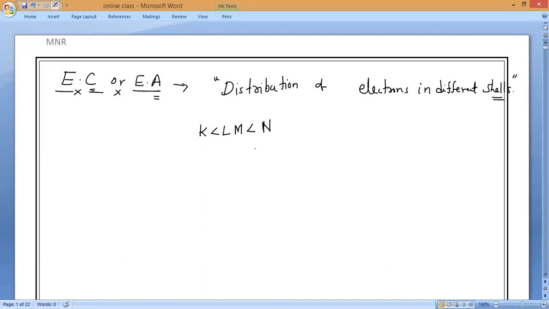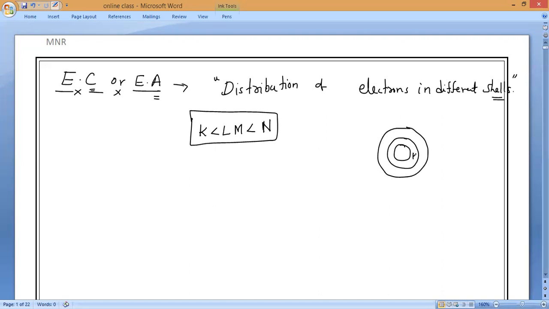Which has the highest energy? N shell. And always remember, the shell which is closer to the nucleus has low energy or high energy? Yes, low energy. The shell closer to the nucleus always has low energy, and the shell which is present far away from the nucleus has more energy. And we also did this yesterday.